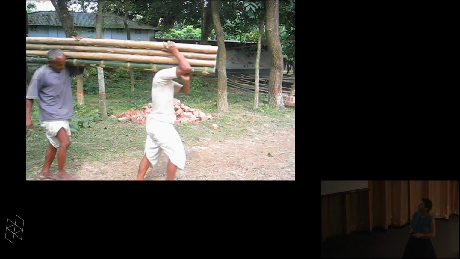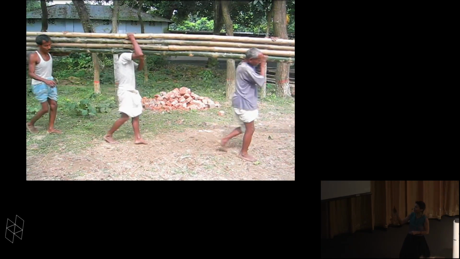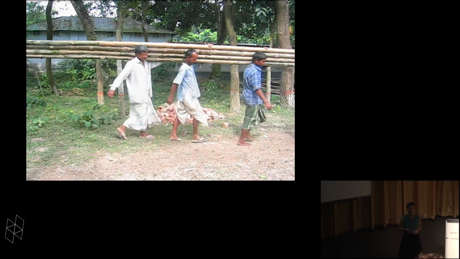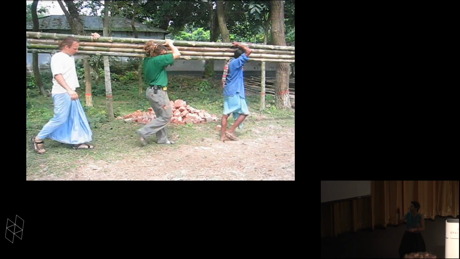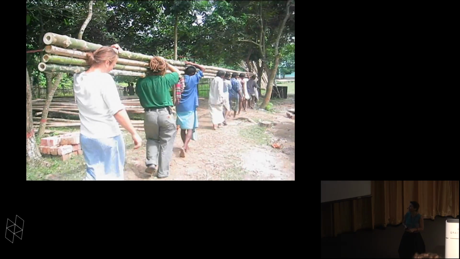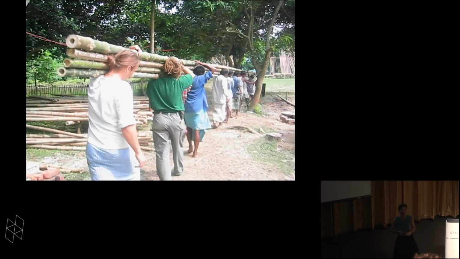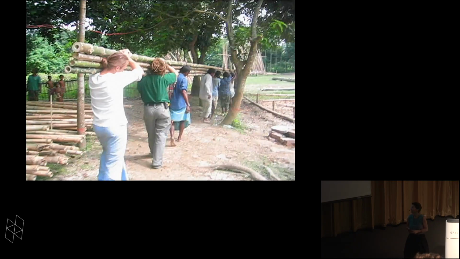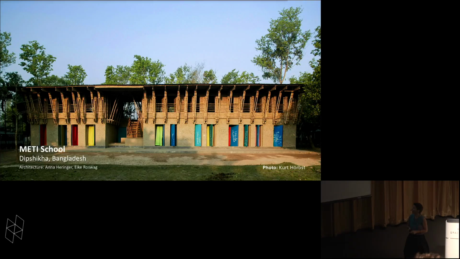And the bamboo is all coming from the direct surroundings, as well as the workers, who were all from the village and from the neighboring village. We also had a team of craftsmen there, including my cousin, Anna Heringer, and his wife, Stephanie. I also had a colleague, Eike Roswag, an architect from Berlin, who was my realization partner. So after 6 months, the school looked like that.